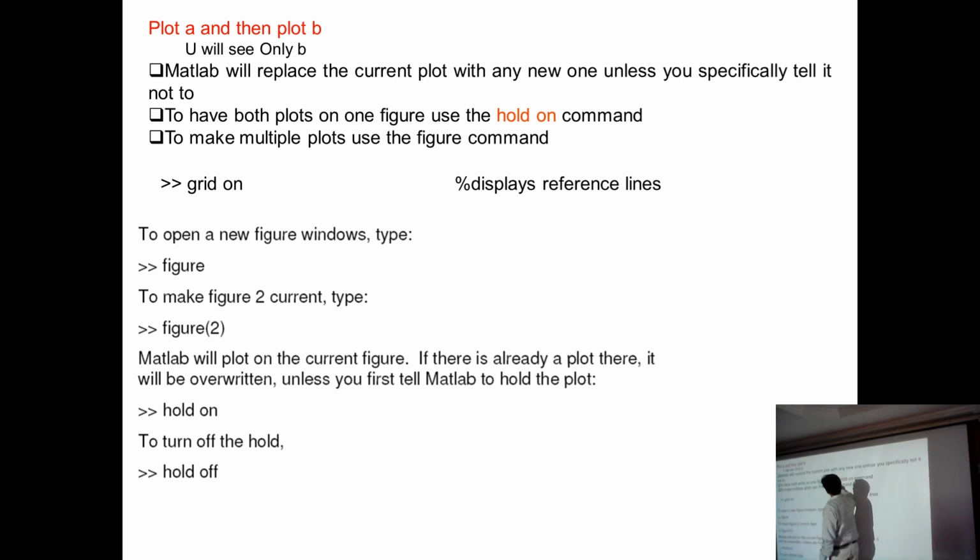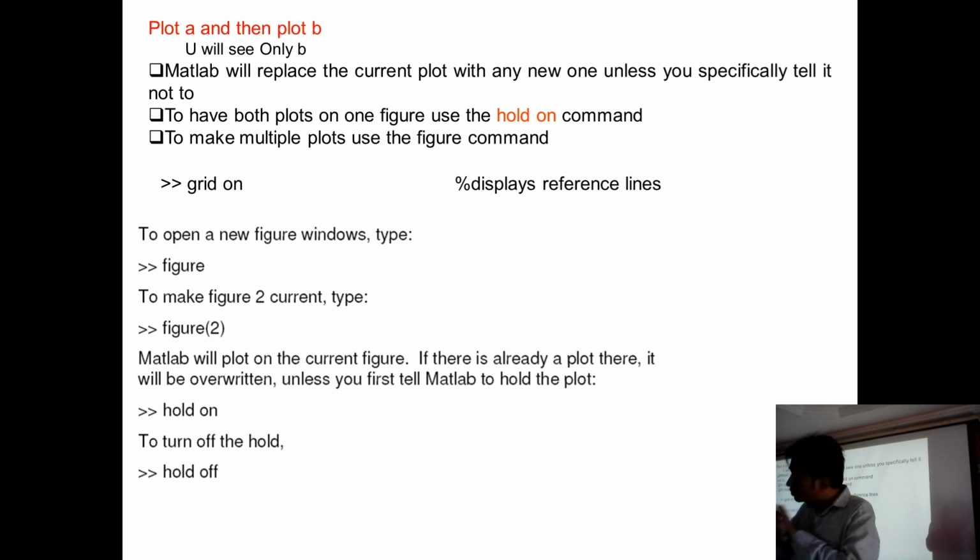One thing: if you use the plot commands, MATLAB will replace the current plot with any new one unless you specify. What do you mean by that? It means if I write a statement called plot x comma y, there is a plot keeping x and y. Now after that, I use plot y comma z. What will happen? MATLAB will try to replace the original graph. That is, originally you plotted xy, that will be replaced with y and z.